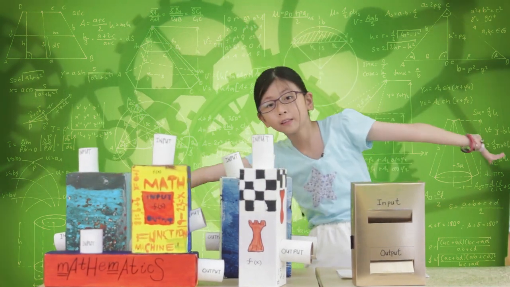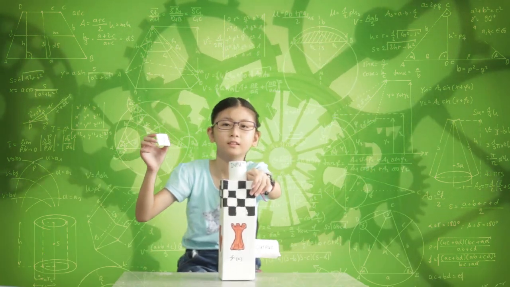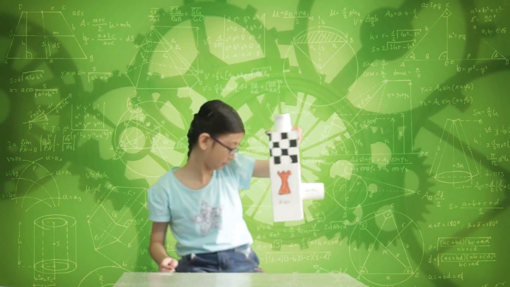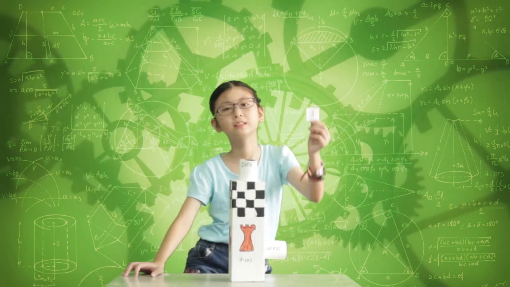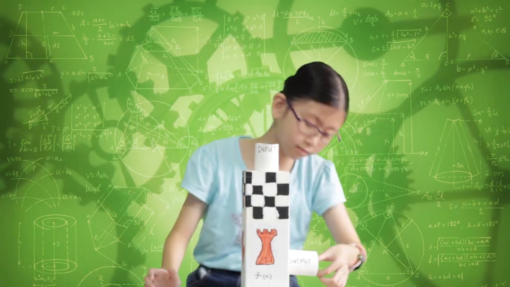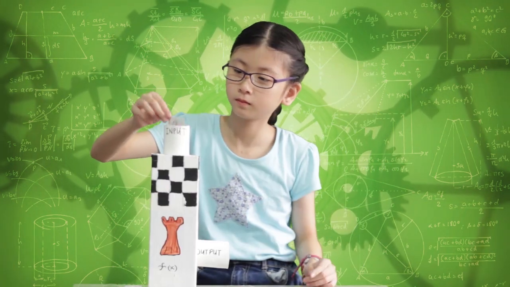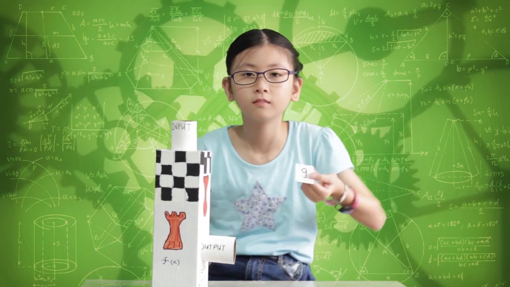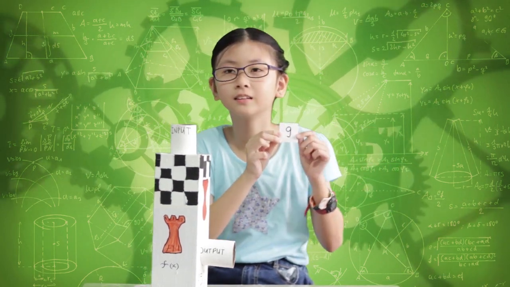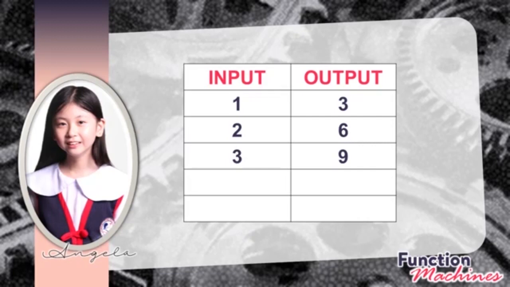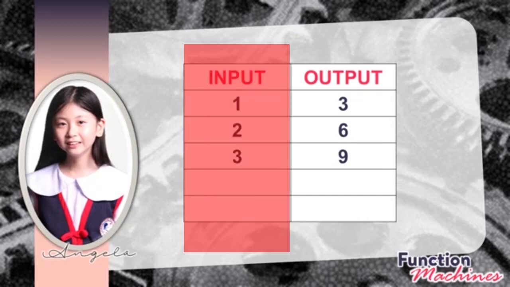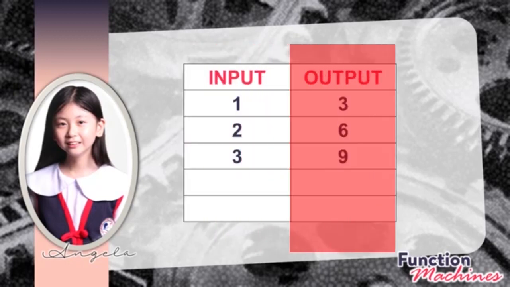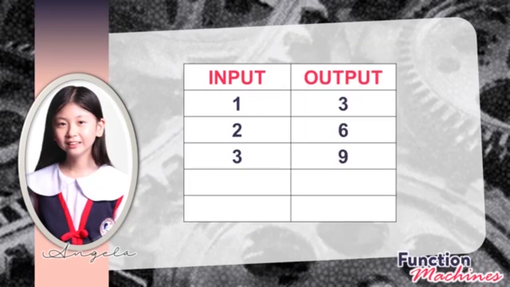What's going on inside the machine? For example, if I input the number 1 in the function machine, it gives me an output of 3. If I input the number 2, it gives me an output of 6. If I input the number 3, it gives me an output of 9. It would really help us understand each function machine better if we listed all the inputs and outputs in what we call a function table. A function table normally has 2 columns, one on the left for the input values and one on the right for the corresponding output values. In our example, here is what our function table would look like.